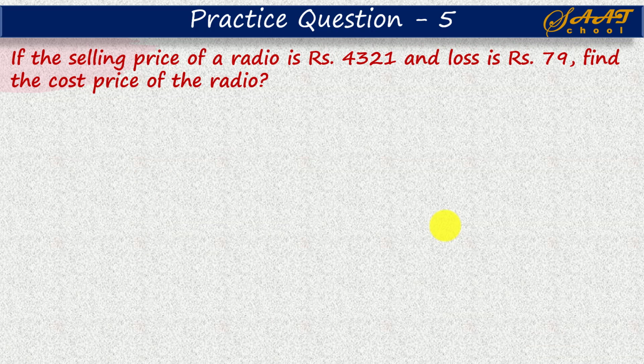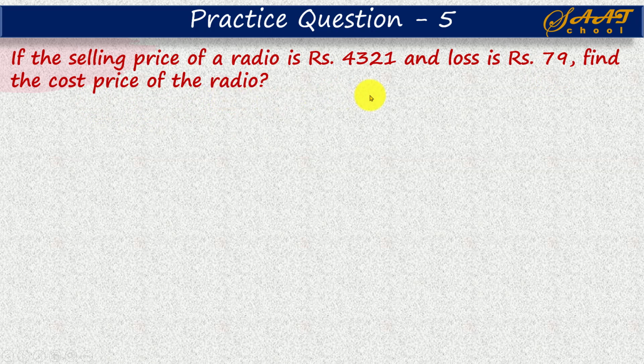Now here is practice question 5. If the selling price of a radio is 4321 and the loss is 79, now you have to find the cost price of the radio. Here we have the selling price and we have the amount of loss. Now you have to find the cost price of the radio.